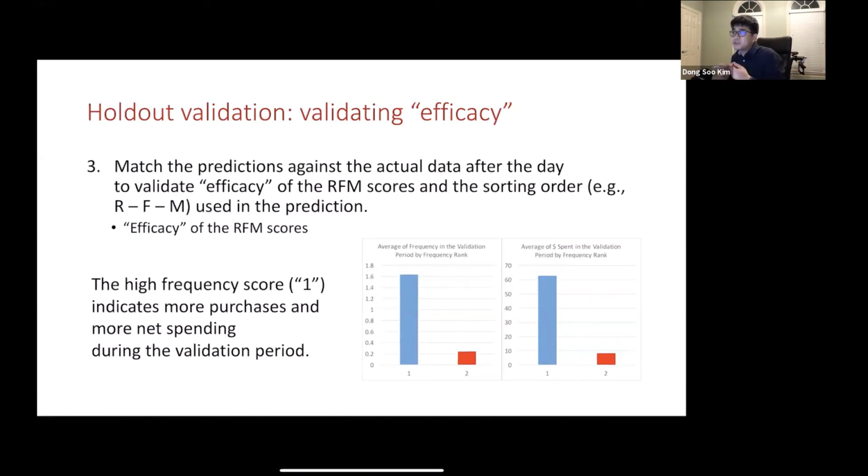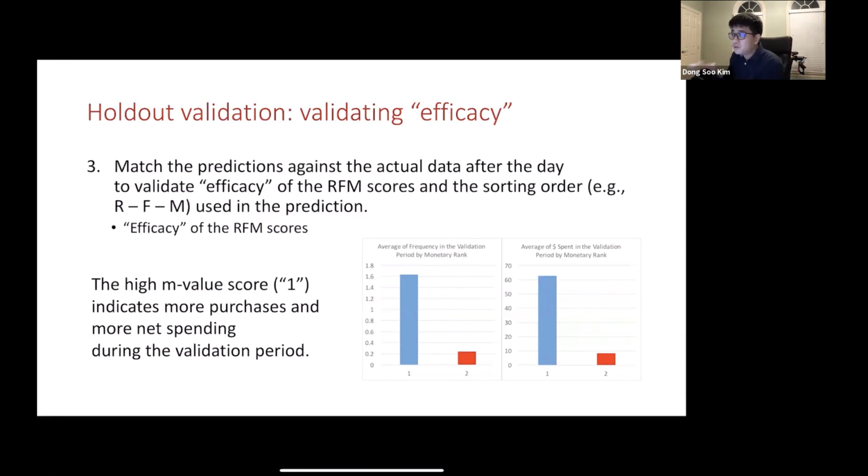As for frequency score, you can find a similar result that strongly supports the efficacy of the frequency score. During the validation period, the average number of purchases of frequency code 1 customers is much higher than that of frequency code 2 customers. And the average net spending of frequency code 1 customers is also much higher than that of frequency code 2 customers.